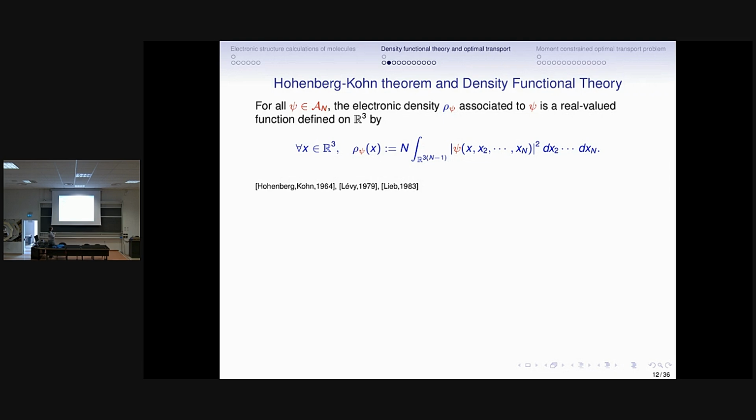Okay, so this actually, you can view it as a probability density of finding one electron somewhere in the space, out of the n. All right, and this will be a key quantity in the density functional theory I'm going to tell you about just now.